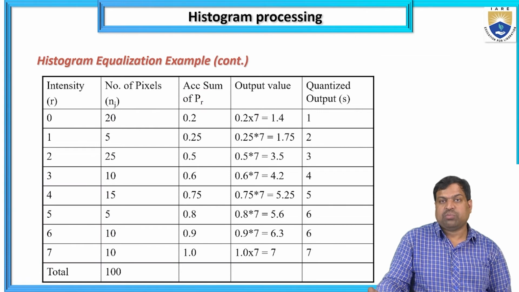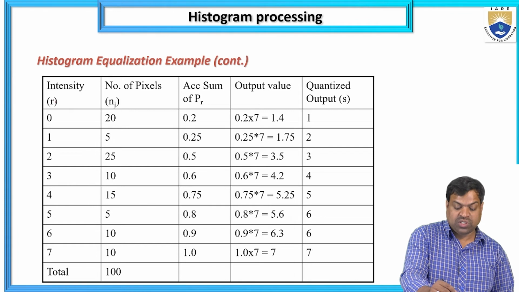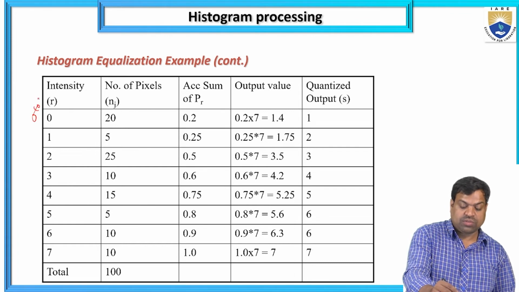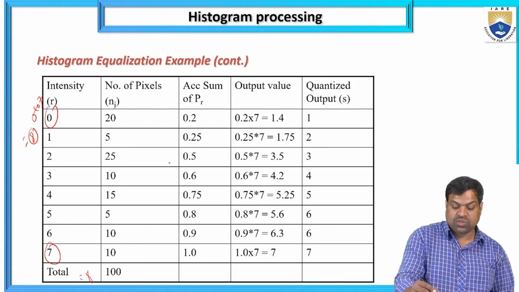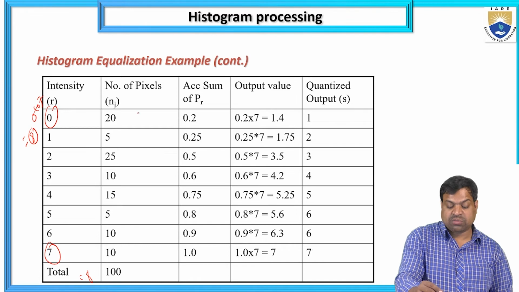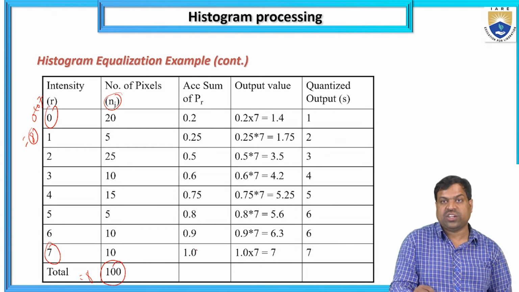Here is another example of histogram equalization. Here I'm taking some intensity values from 0 to 7, that means 8 levels in total. So what are the numbers of pixels? 25, 25, 10, 15, 5, 10, 10. The total value is 100. Count is 100. So what is the accumulation of the sum of PR?